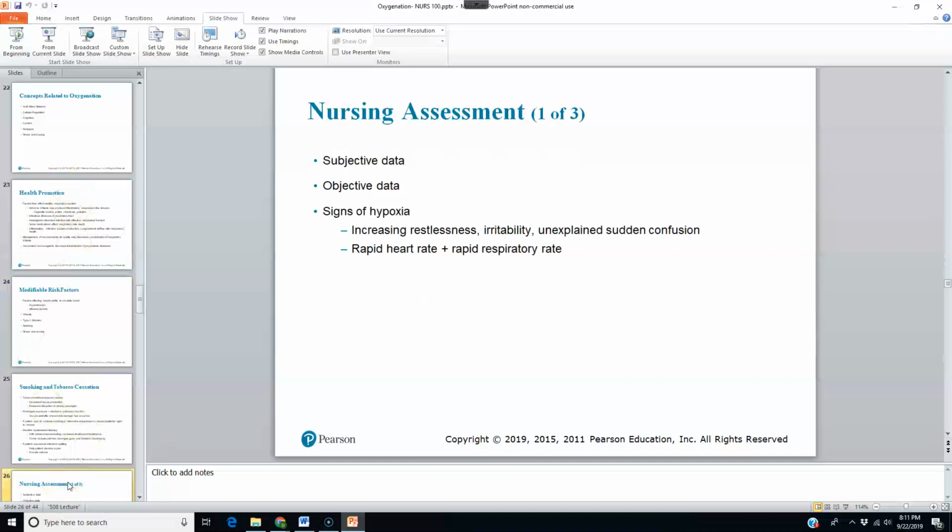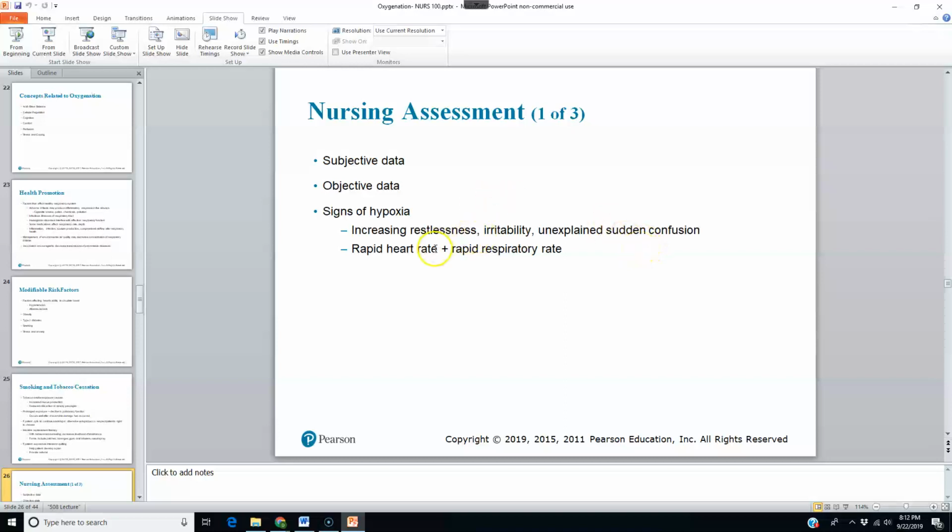Looking at our assessments of subjective, objective, and signs of hypoxia. These are a lot of the early types of signs where they start to get restless. If you see a patient start to become very fidgety, always assess their respiratory status. They become irritable, or just all of a sudden they're confused. They don't know where they're at. This could be a lack of oxygen, okay?